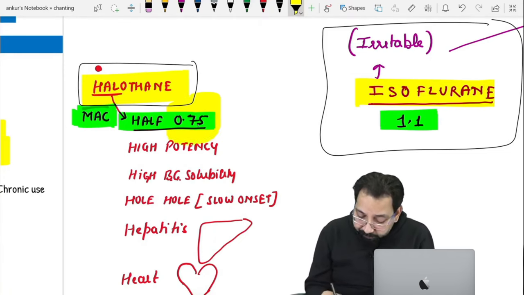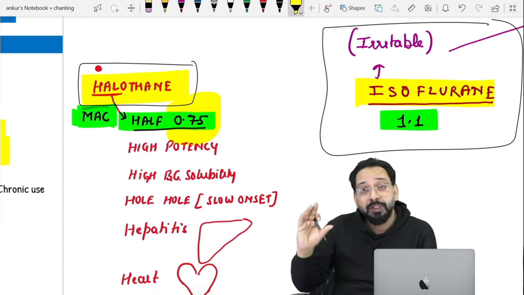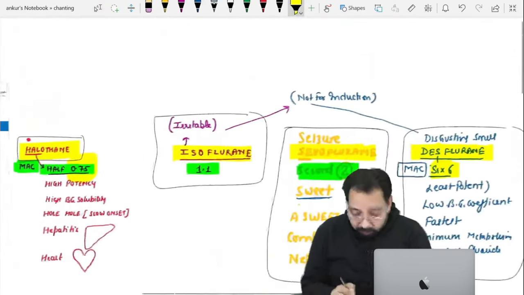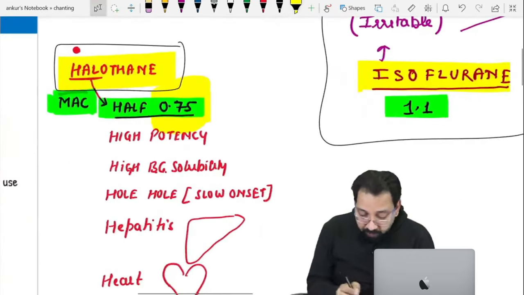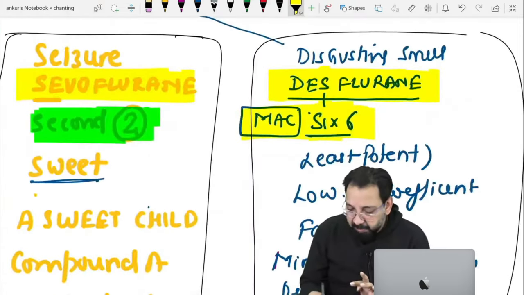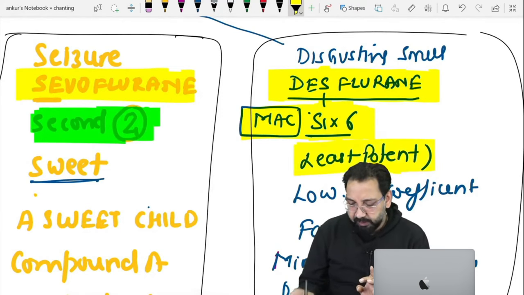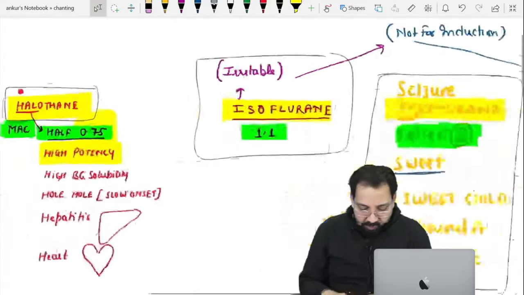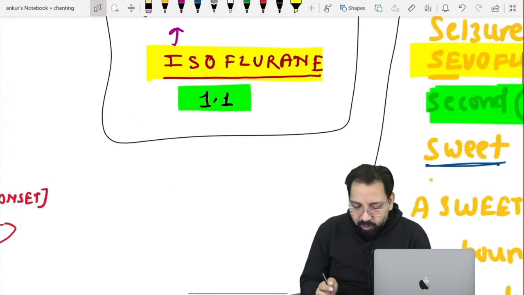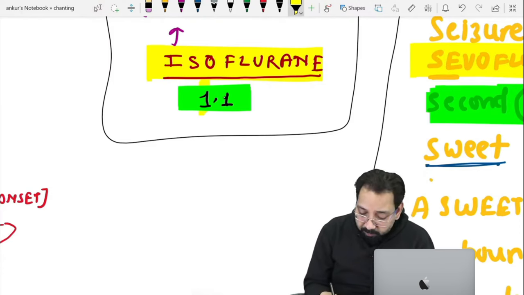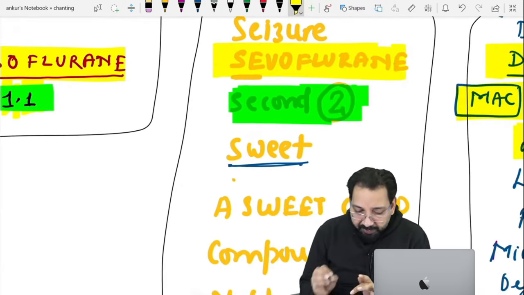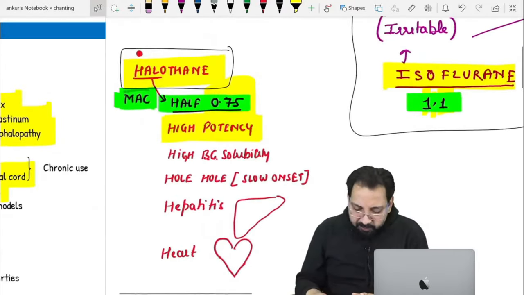Only 0.75 is sufficient to make 50% of patients unconscious. So halothane is most potent, H for highly potent, while desflurane MAC is 6, so least potent. So you can remember easily. High potency, 0.75 is near half. Iso and sevo are the same, around 1 and 2. Sevoflurane is second.